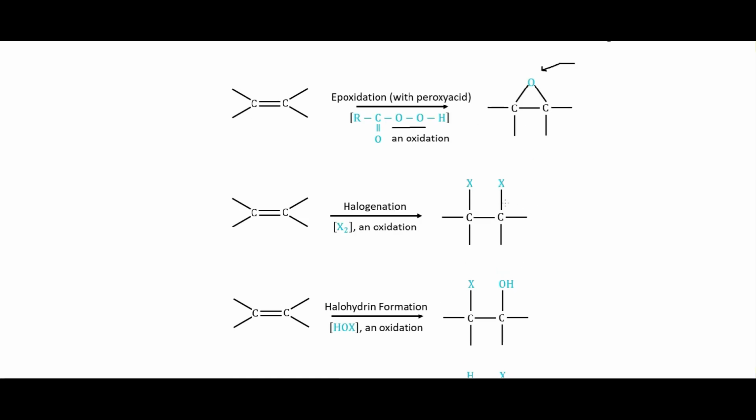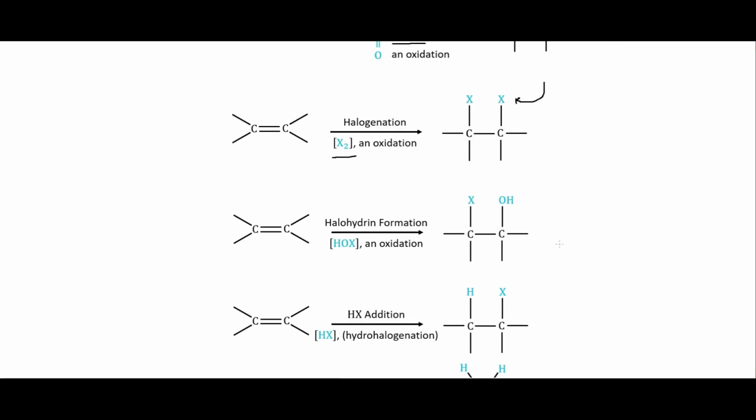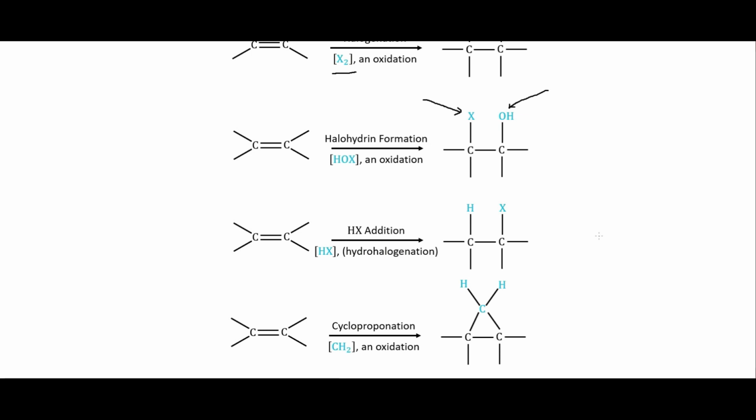Then we'll see halogenation, so we just put a halogen here, so it could be Cl2, Br2, I2, anything like that, and we're going to add those across that double bond like this. Then we can do halohydrin formation, so we're putting a halogen on one of the carbons and an alcohol group on the other carbon like that. We can also do hydrohalogenation, so we put in something like HCl or HBr or HI, and so we're going to add a hydrogen on one of the carbons and then the halogen on the other carbon.